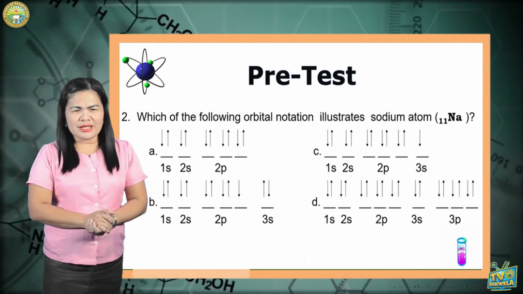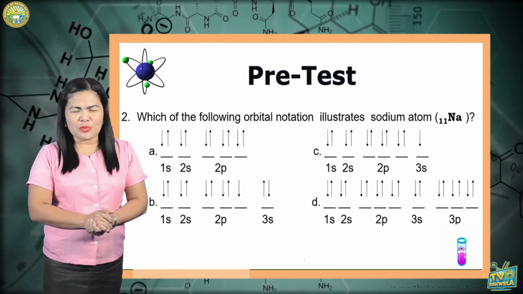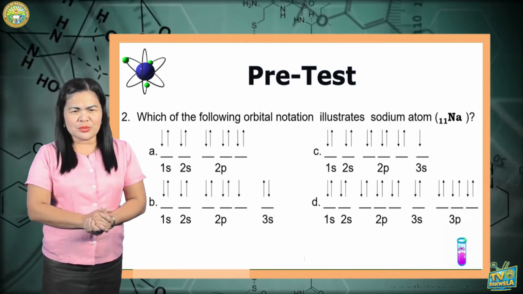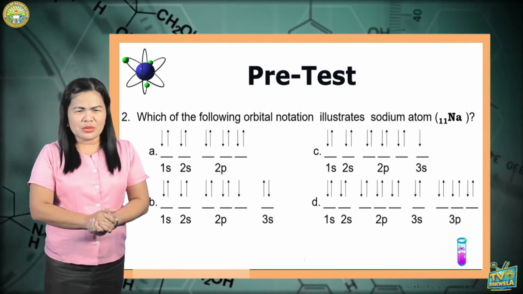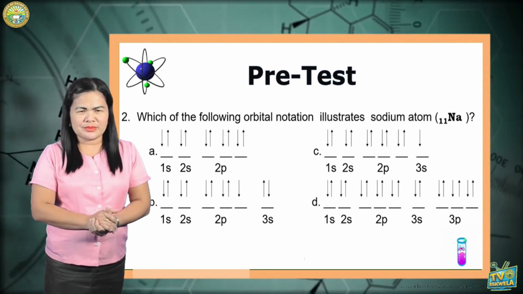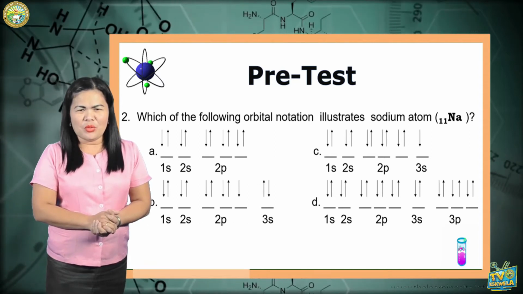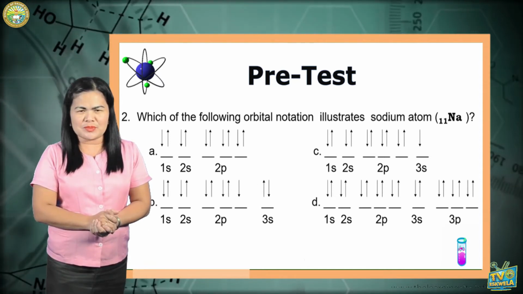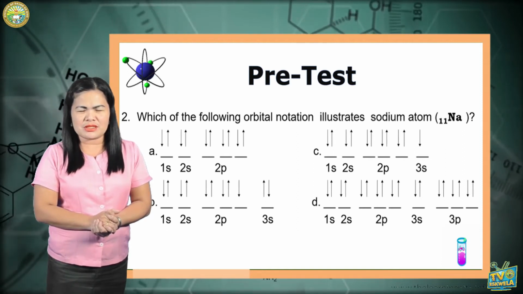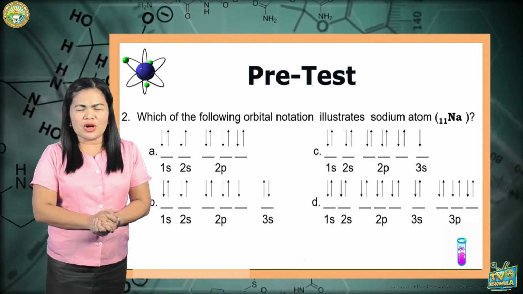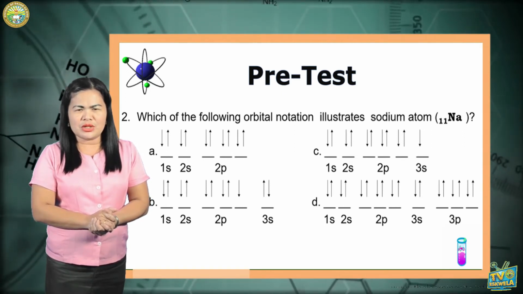B. 1s with 2 opposite spins, 2s with 2 opposite spins, 2p with 6 opposite spins, 3s with 2 opposite spins. C. 1s with 2 opposite spins, 2s with 2 opposite spins, 2p with 6 opposite spins, and 3s with downward spin.